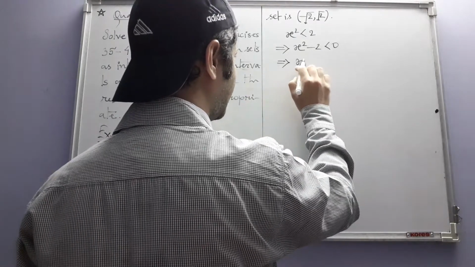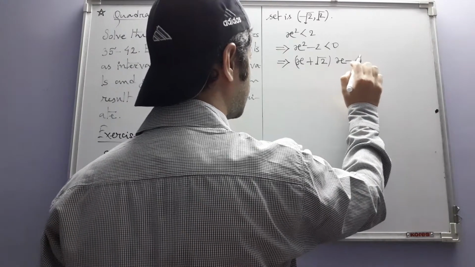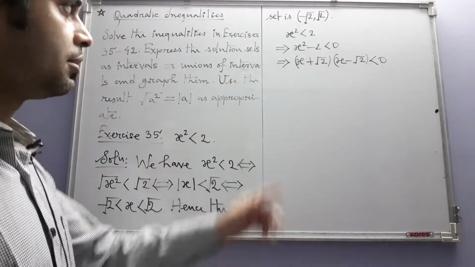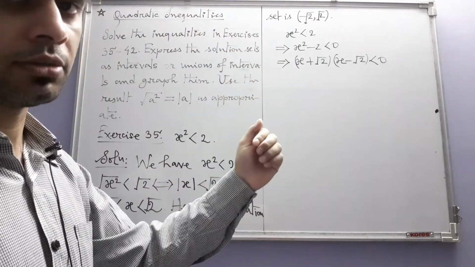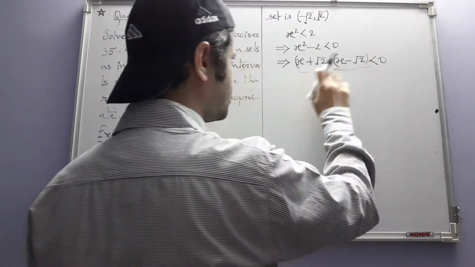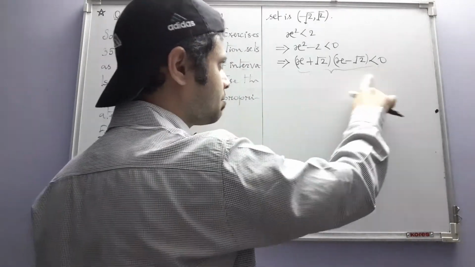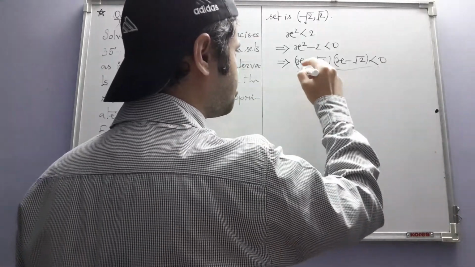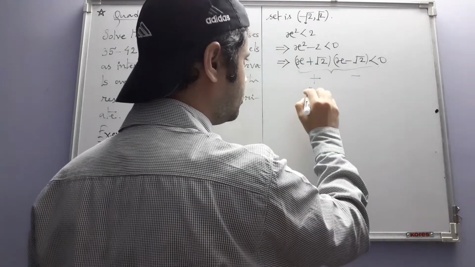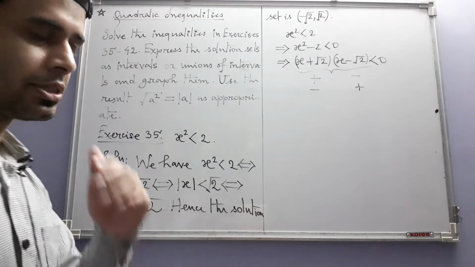Now using elementary algebra, you can write this as x plus square root of 2 times x minus square root of 2, because that will give us x square minus square of square root of 2, which is 2. Now you look at this inequality. It's a product of two real numbers that is less than 0. That means it's a product that is negative. So the possibilities are this. Either this is positive and this is negative, or the first one is negative and the second one is positive. So we look at both the possibilities.